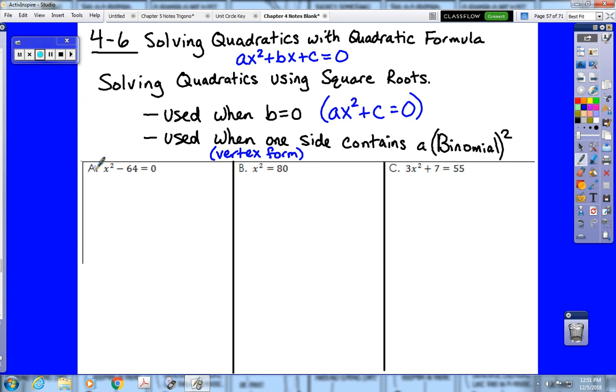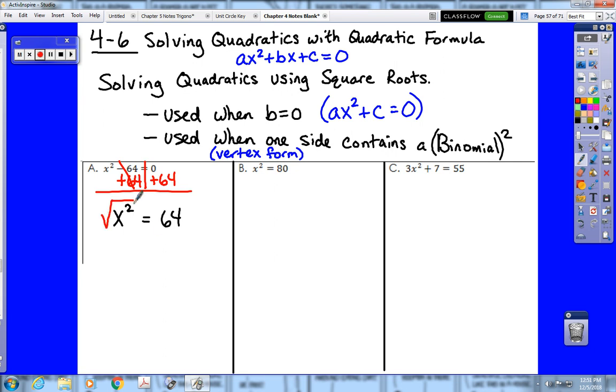So our first step in this problem would be to add 64 to each side to get x squared by itself. This would result in the equation x squared equals 64. Now, just like any other equation, when we solve this, we're trying to get x by itself. It just happens we have to get x squared by itself first.